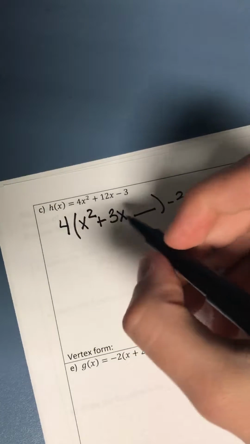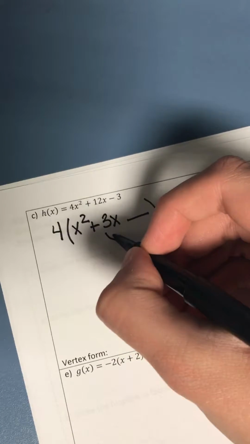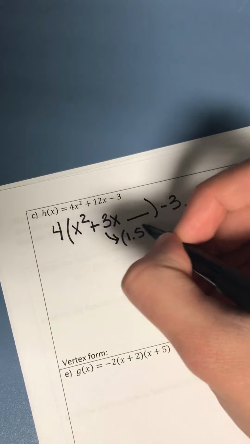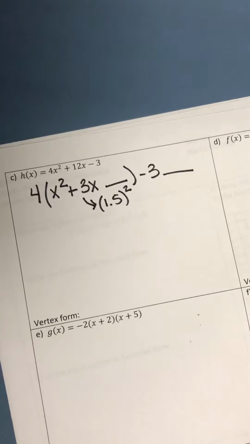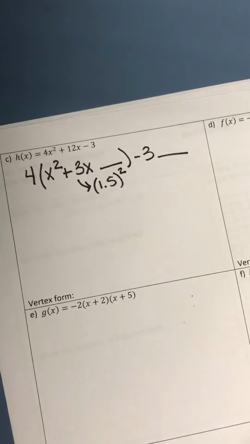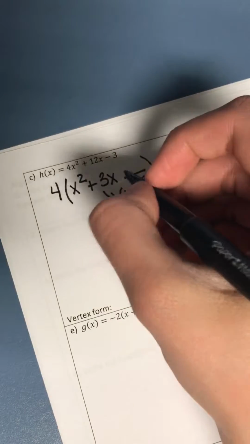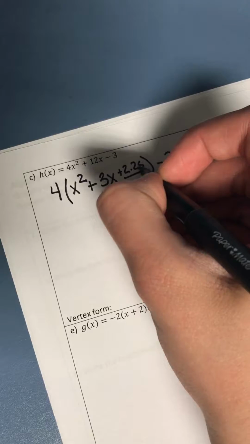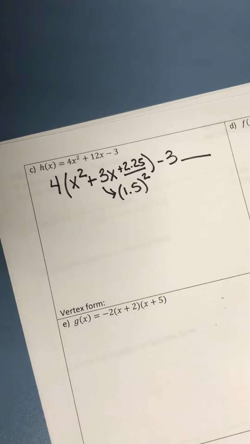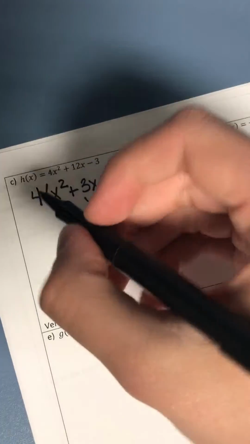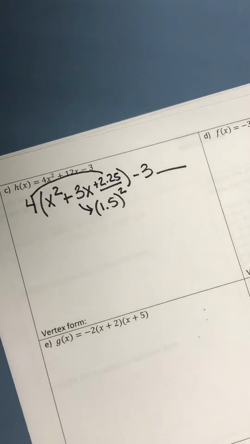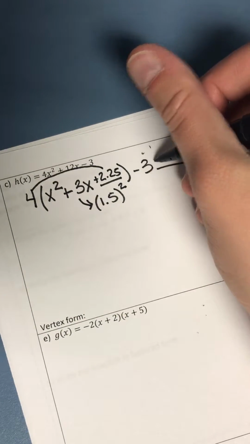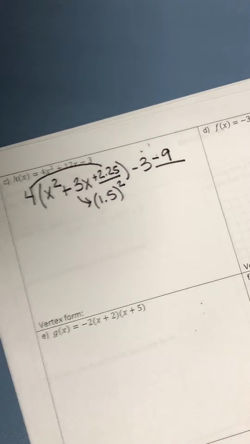Okay, this one's going to be kind of ugly because when you take half of 3, you get a decimal, 1.5, and then when you square it, you get another decimal. So if you need to use your calculator to check that one, that's fine. But 1.5 squared should be plus 2.25. Okay, but remember, you didn't just add 2.25, you added 4 times 2.25, which should be 9. So on the outside here, I'm going to put -9.